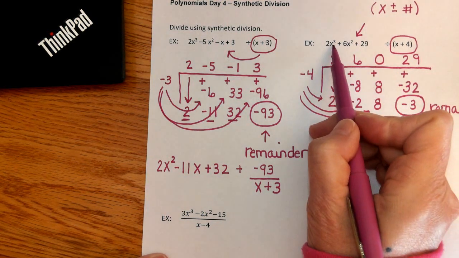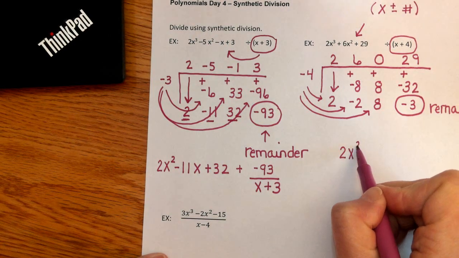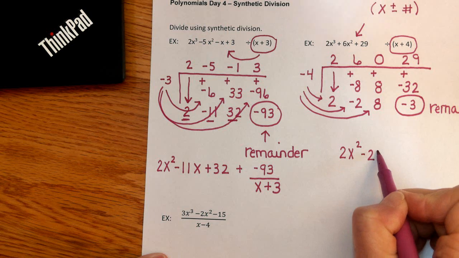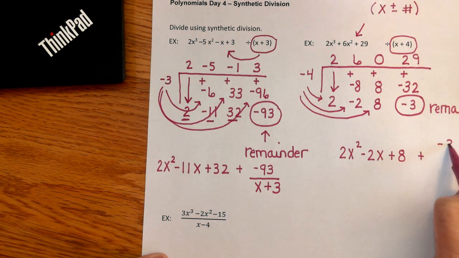So we have to write our final answer. This started as an x to the third, so it's going to be 2x squared minus 2x plus 8 plus negative 3 over x plus 4.